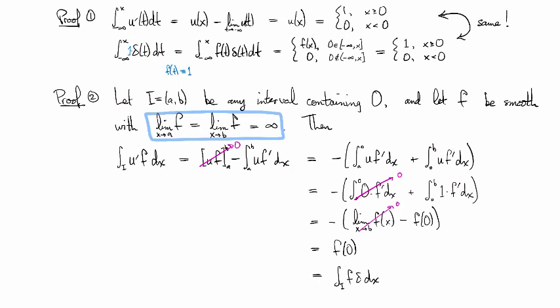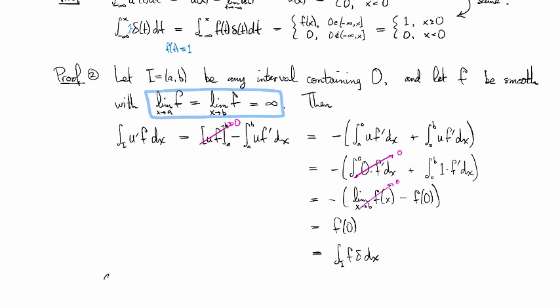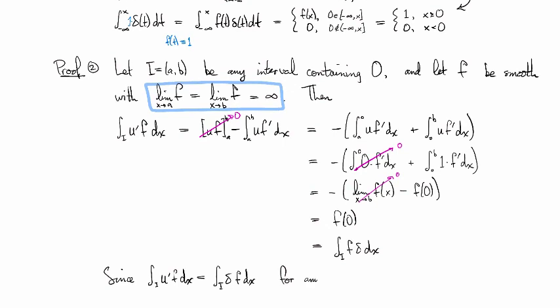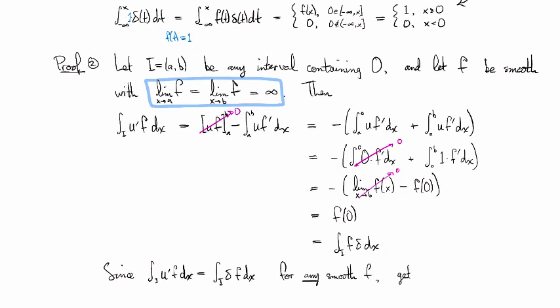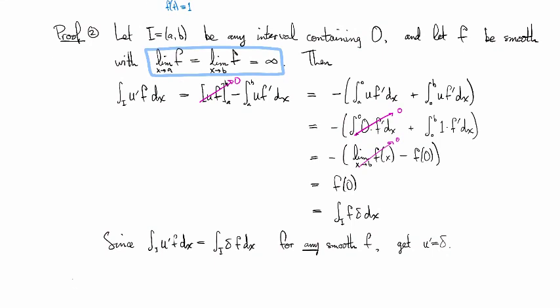And so since we've established now this equality for any smooth function f that vanishes on the boundary, we get u prime equal delta. Okay, so there's two proofs that the derivative of the Heaviside function is equal to the Dirac delta.